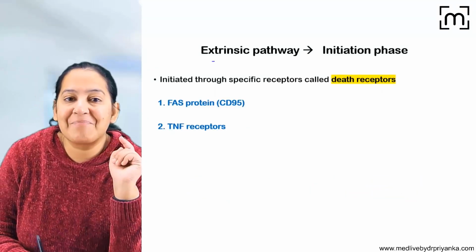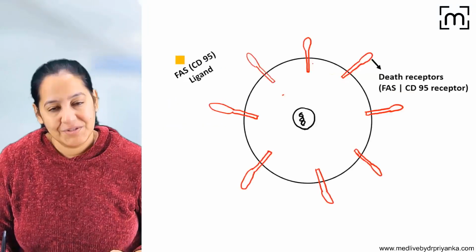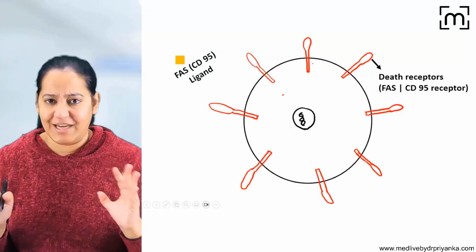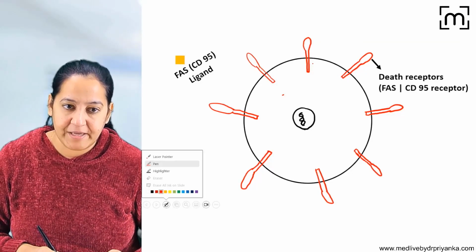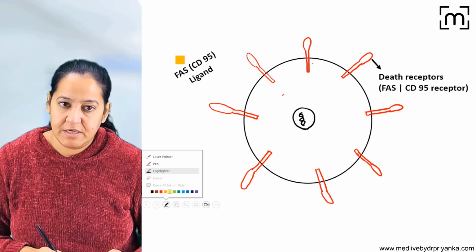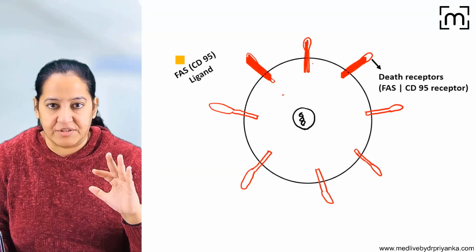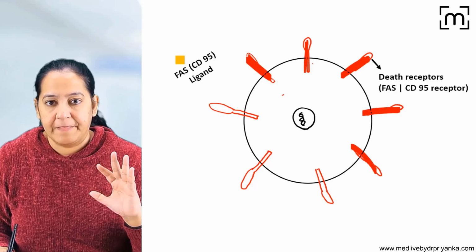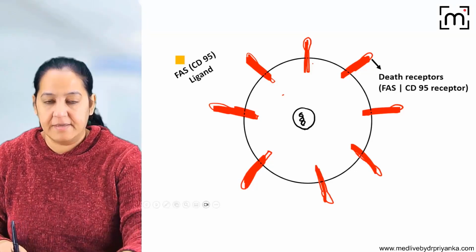So let's start the extrinsic pathway, where the signal will come from outside, and the initiation phase. So you know this is a human cell. This can be any human cell. On the surface of the human cell, can you see the red colored death receptors present? These are inactive. They are present at a distance from each other. These are known as death receptors.